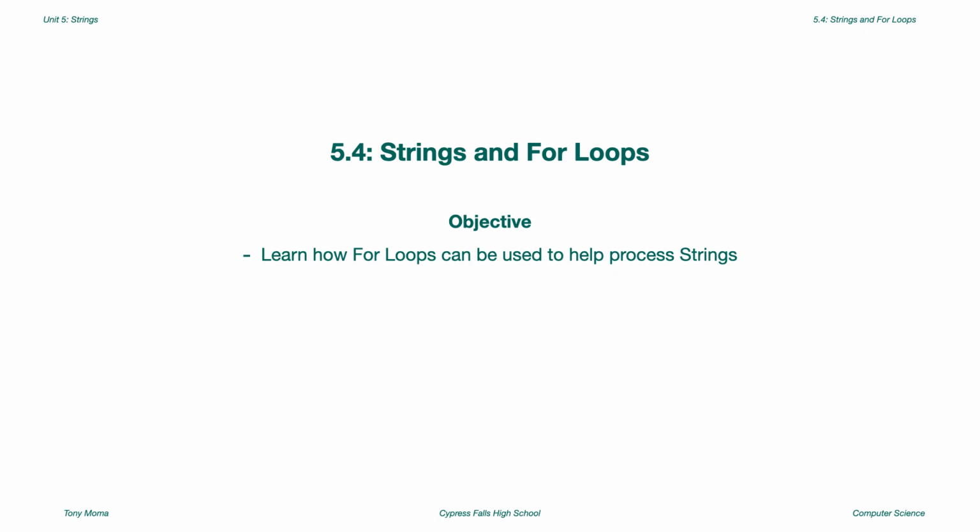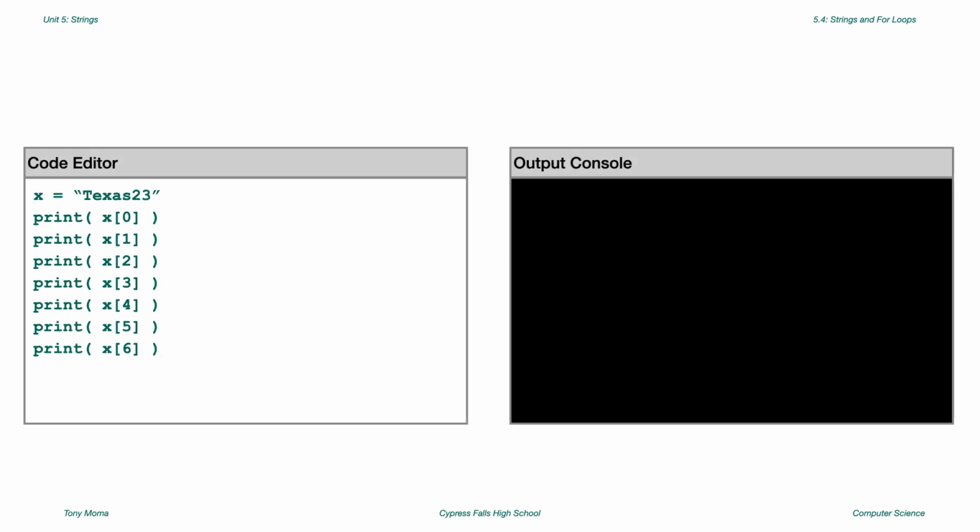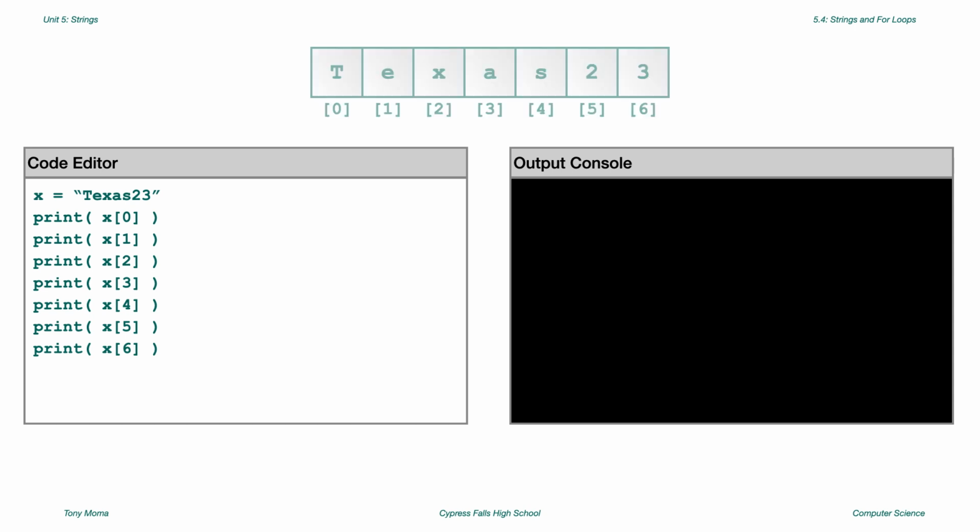Strings and for loops. In this video, we will learn how for loops can be used to help process strings. Consider the following program. In the first line, we declare a variable named x and set it equal to the string Texas 23. We then go on to print each character in that string one at a time, starting with the first character all the way down to the last character.